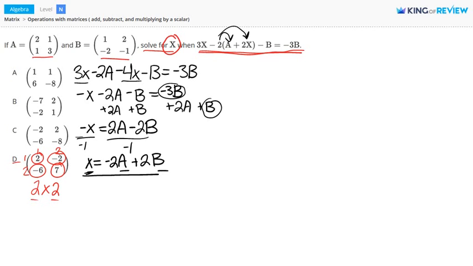So we have x equals negative 2 times A. A is 2, 1, 1, 3. This is matrix A, plus 2b. So 2 times matrix B. Matrix B is 1, 2, negative 2, and negative 1.